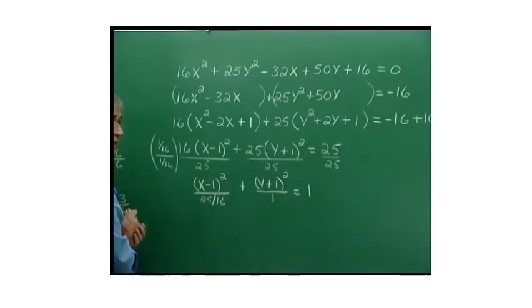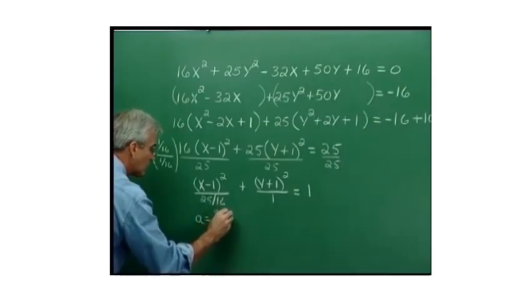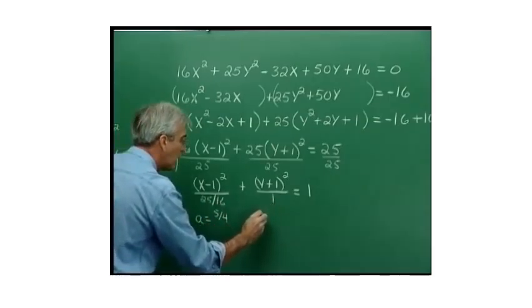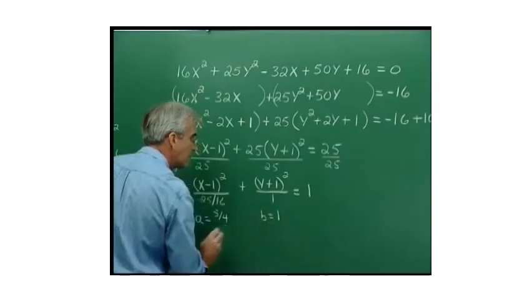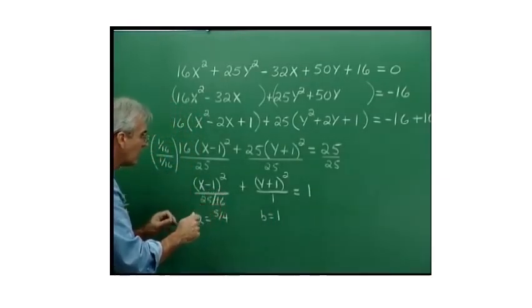So the a is found in here. A then is the square root of that, so it would be 5/4. B is the square root of 1, so B would be 1. And now let's see, what about C? Let's go ahead and calculate C here.